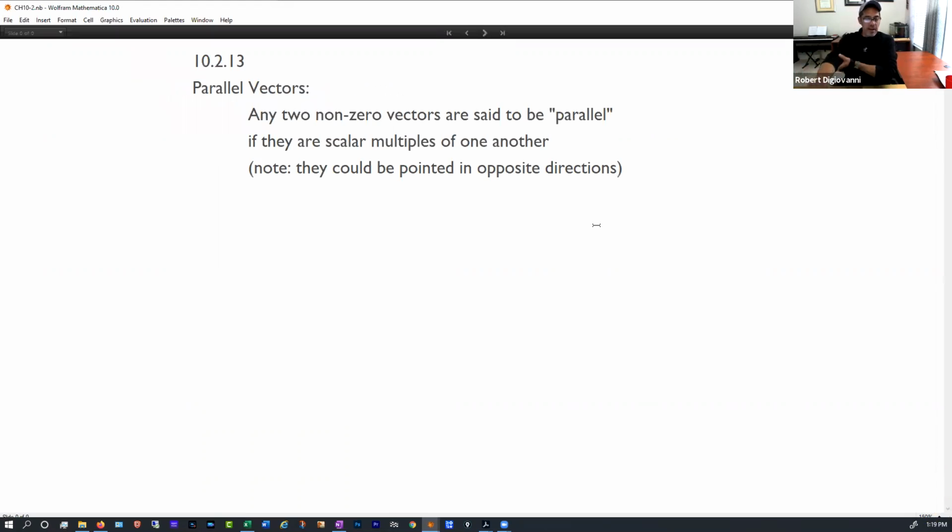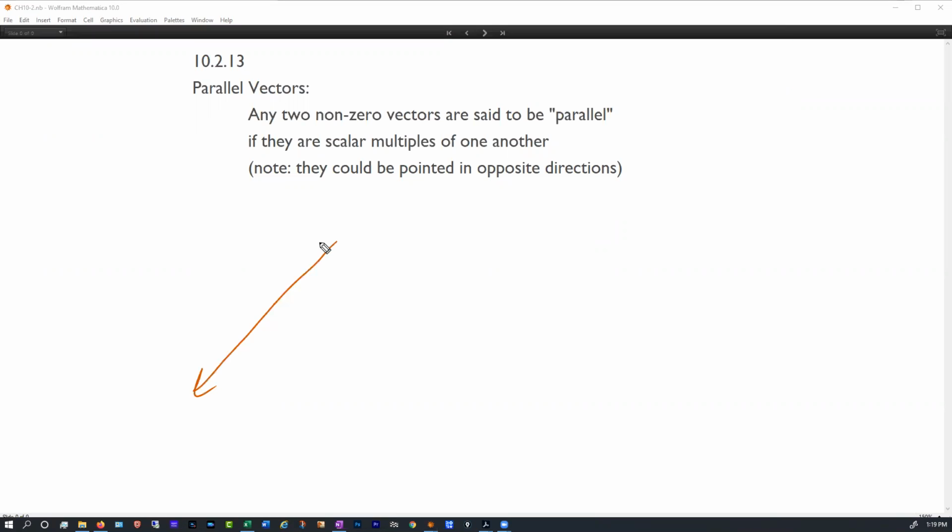Any two non-zero vectors are said to be parallel if they are scalar multiples of one another. Okay, this is a different definition from what you've learned about parallel in the past. In the past, when you've talked about parallel, you've talked about parallel lines. And what is the condition for two lines to be parallel? Do you remember what the condition is for two lines to be parallel? They have the same direction.